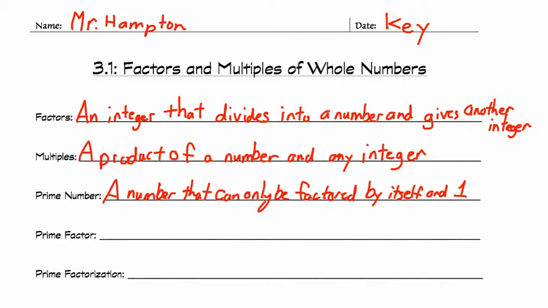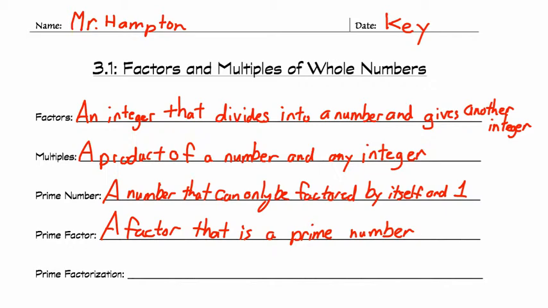Prime factor. A prime factor is a factor that is also a prime number. 3 is a prime factor of 12 because 3 is also a prime number, but 4 is not a prime factor of 12 because 4 can also be divisible by 2.